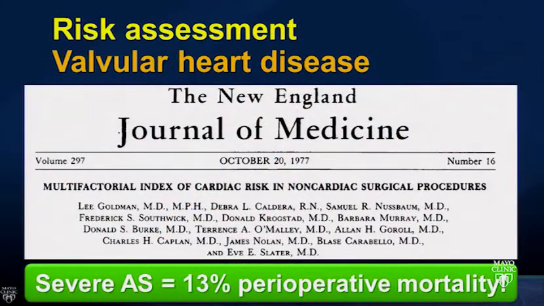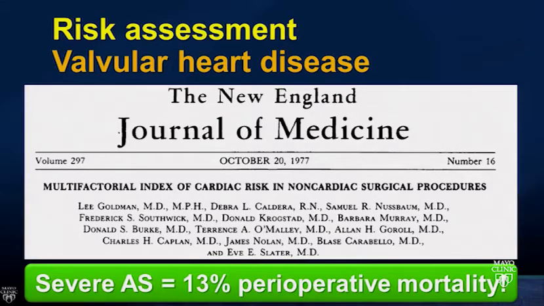So this is an old paper, but it was one of the first papers identifying specific risk predictors prior to non-cardiac surgery. And this paper actually found that patients with severe aortic stenosis undergoing non-cardiac surgery had a 13% perioperative mortality. 13% perioperative mortality. That got a lot of people scared, and over the next several decades, there was a lot of angst about taking patients with significant valve disease to non-cardiac surgery.